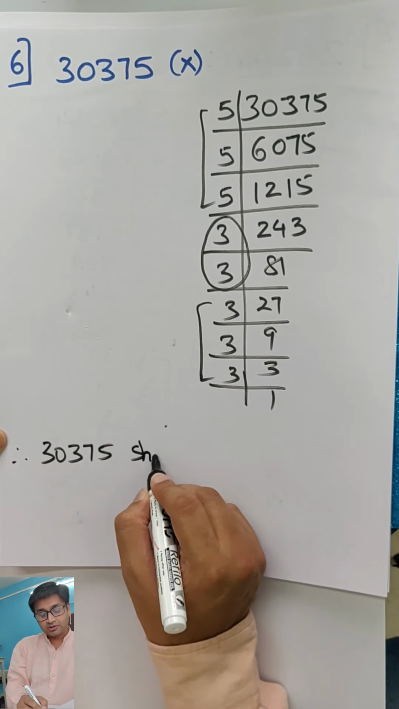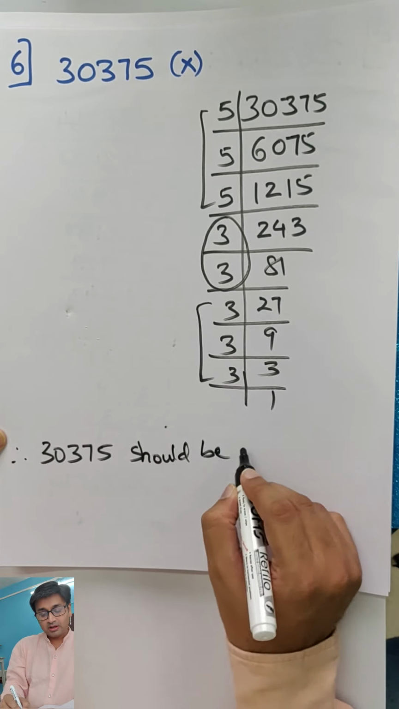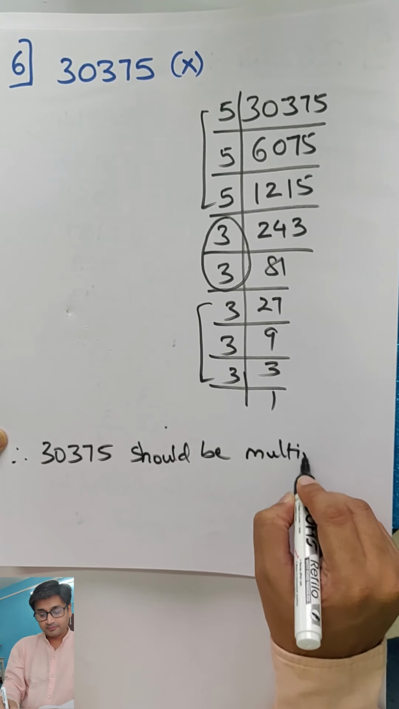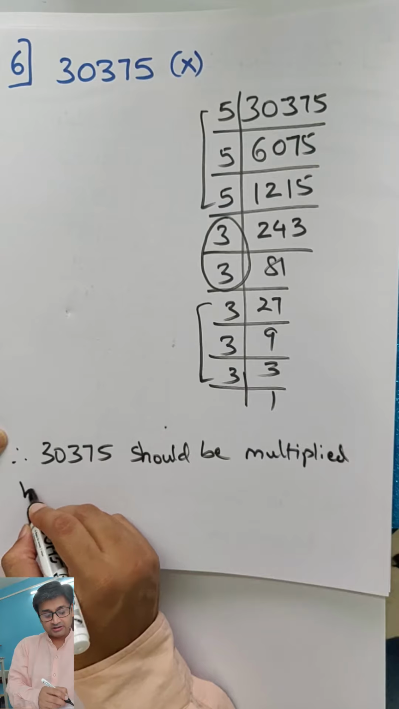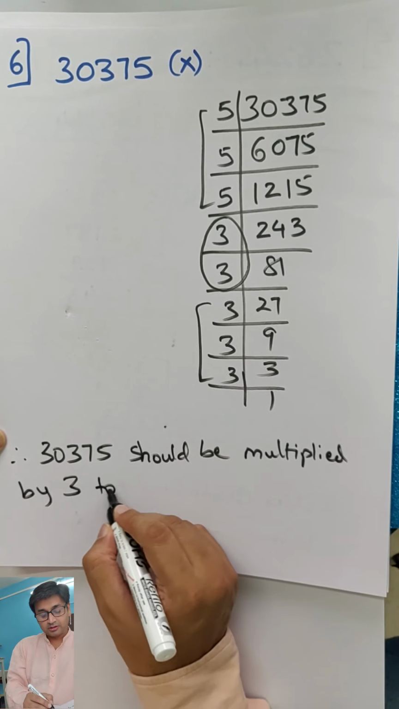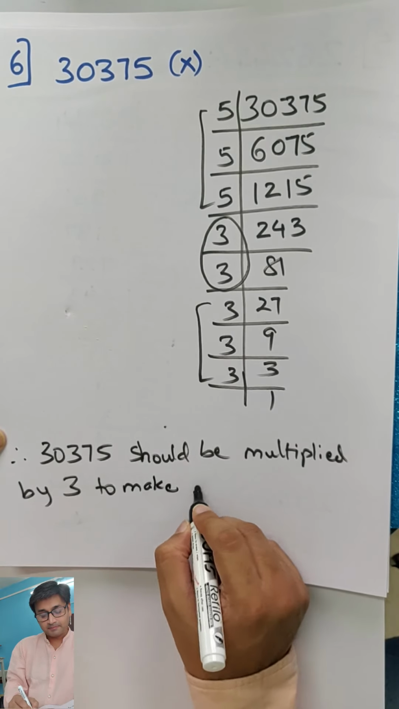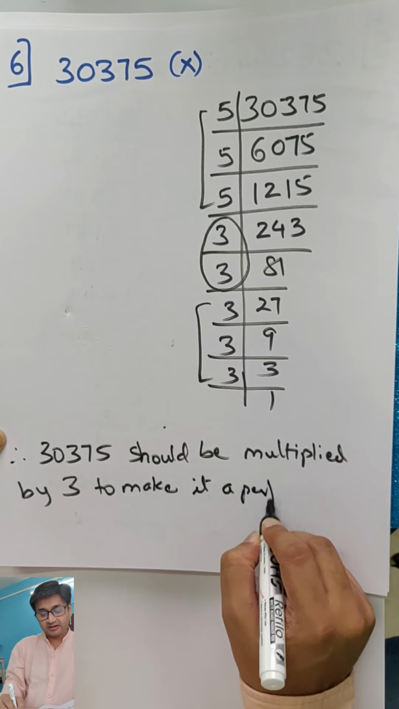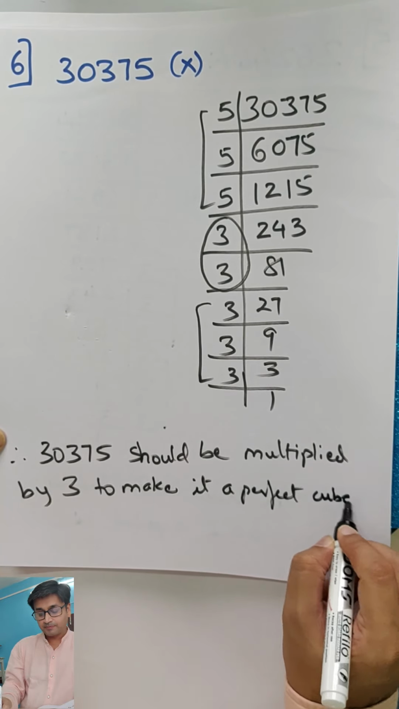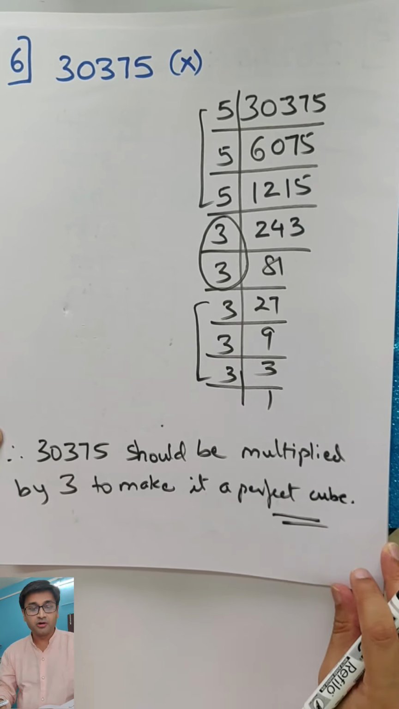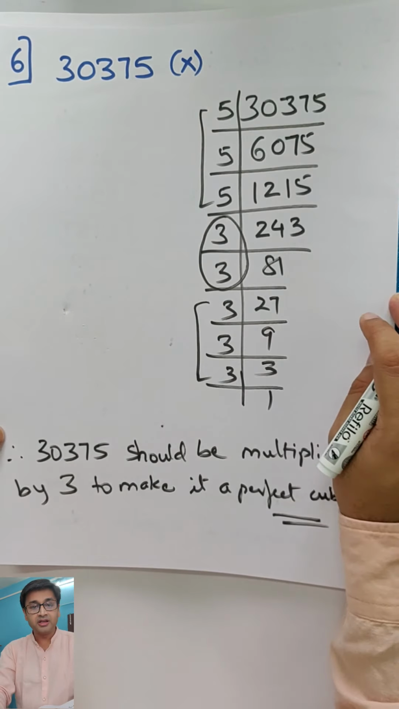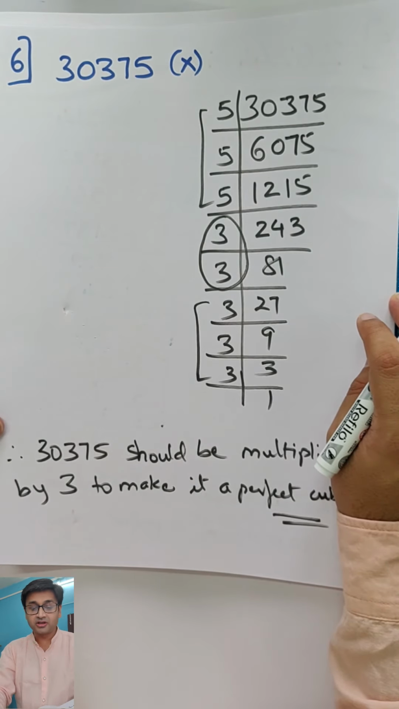30375 should be multiplied with, or multiply it by 3 to make it a perfect cube. Are you getting it now? How are you going to go about it? So you're supplying a 3 so that this becomes a perfect cube.